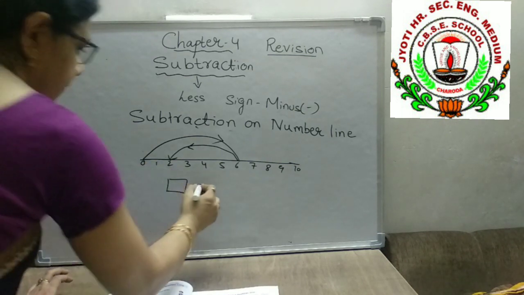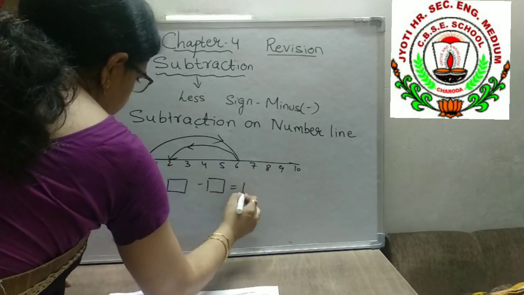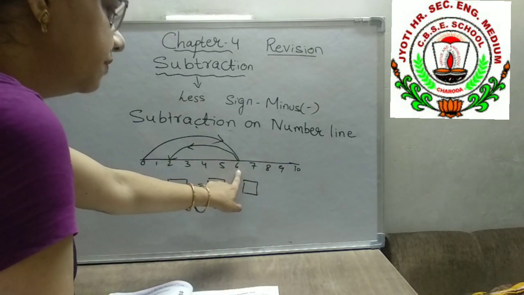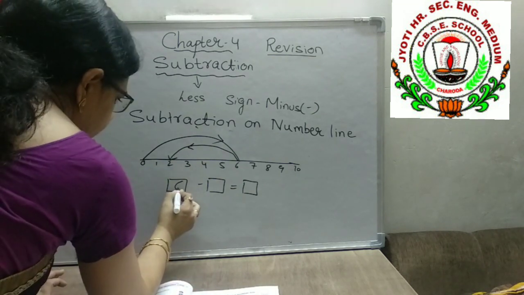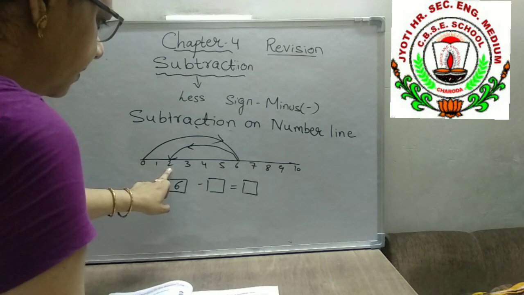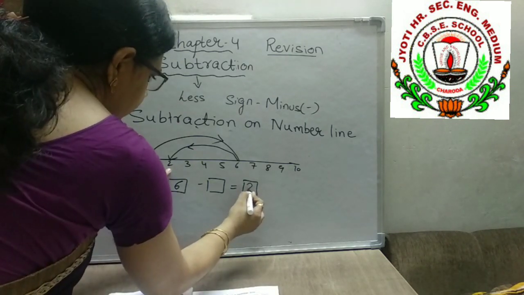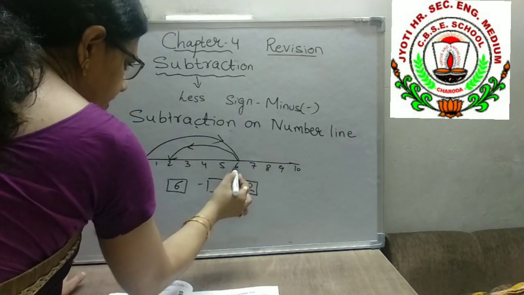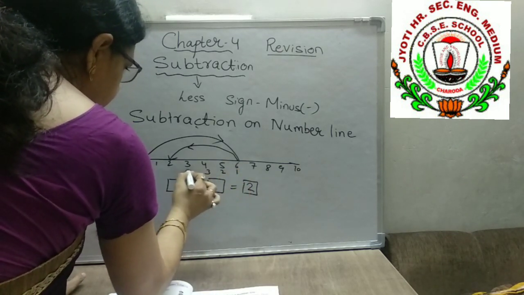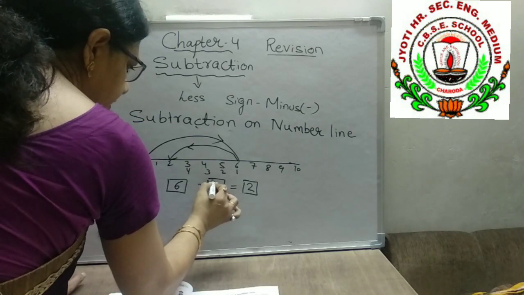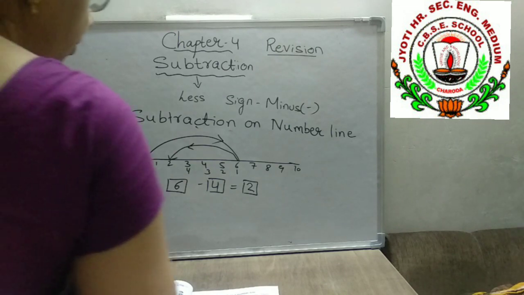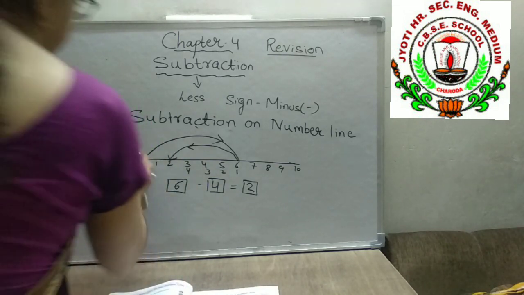So in the first box, what will we write? On which number have I jumped first? I have jumped on 6, so I will write 6 here. Next, on returning, I have come to 2, so the answer will be 2. And in between, how many numbers have I gone back? 1, 2, 3, 4. So I will write 4 here. So 6 minus 4 is 2. In this way we do subtraction on the number line.